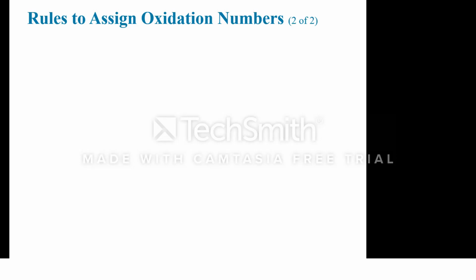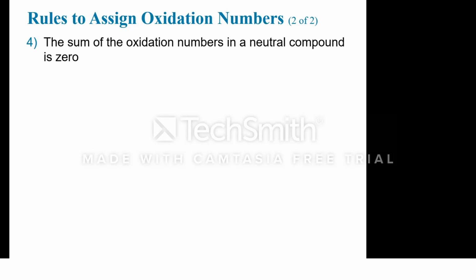More rules. Rule number 4, the sum of oxidation numbers in a neutral compound must be equal to 0. When a neutral compound is formed, all of the oxidation numbers must add up to 0. For example, if we have magnesium nitride, which has the formula Mg3N2, the sum of oxidation numbers needs to equal 0 for this compound.